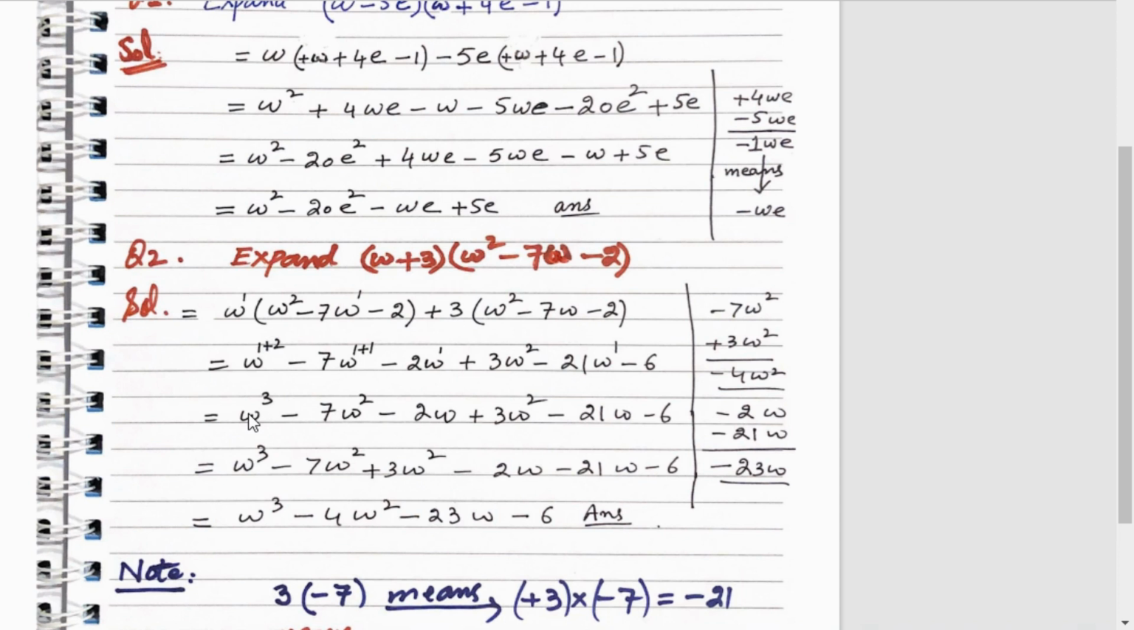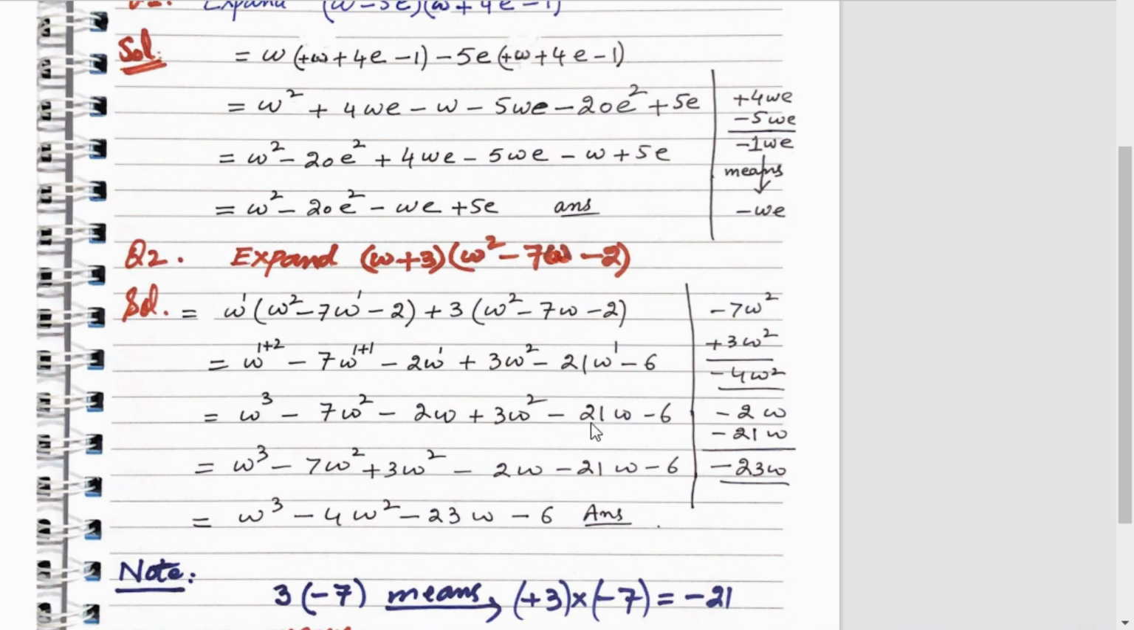Till power 3, we read it like this: w raised to power 1, w square, w cube. Then we say w raised to power 4. Till 3, we read it like this: w cube minus 7w square. Cube and square are read like this, minus 2w. Now there is no need at all to write down the power. It means w and w^1 makes no difference. If you mention it, it's up to you. Don't mention it. You can consider it in your mind. Plus 3w square minus 21w minus 6.